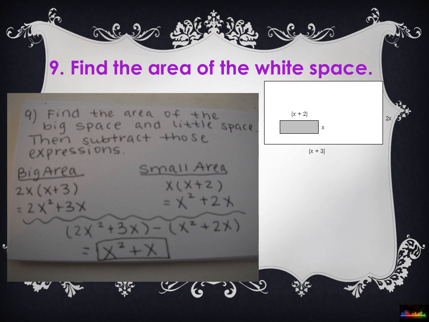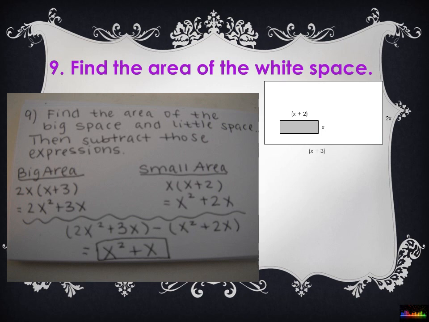And then to find the area of the small rectangle, you again use length times width. Our length is x plus 2 and our width is x. So the area of the small rectangle is x squared plus 2x. We then need to do the area of the big minus the area of the small.